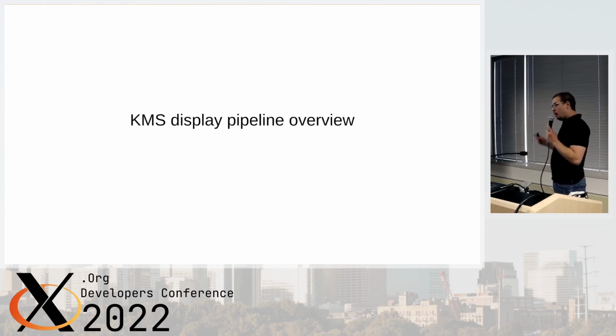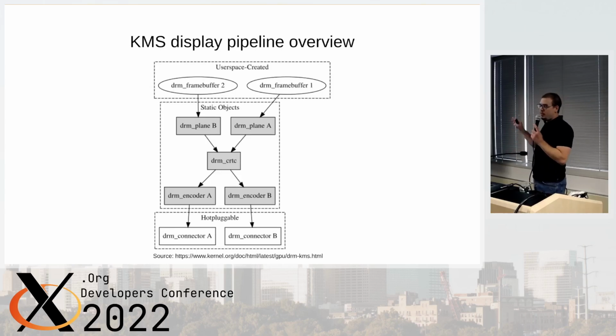So before going into the details of what I had to take into account in the drivers for the porting, I will talk a little bit about the KMS display pipeline. This is only enough information to get the context that we need, so it's not an in-depth explanation. The KMS display pipeline looks like this. This actually comes from the official DRM documentation.